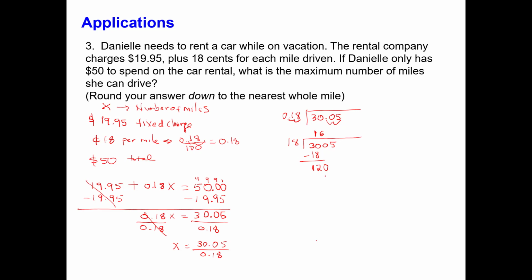6 times 8 is 48. Carry the 4. 6 times 1 is 6 plus 4 is 10. We subtract the numbers: 10 minus 8 is 2. 1 minus 0 is 1. Here is 0, we don't need to write that. Bring the 5 down. How many 18s are in 125? We have 6 times.